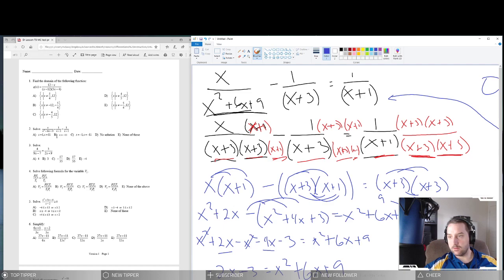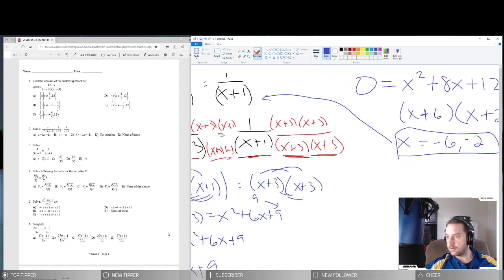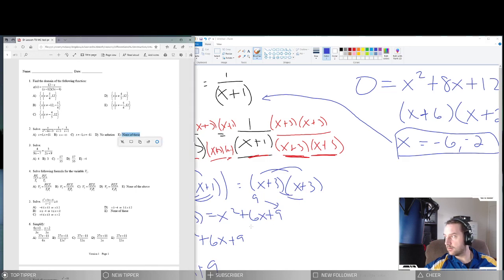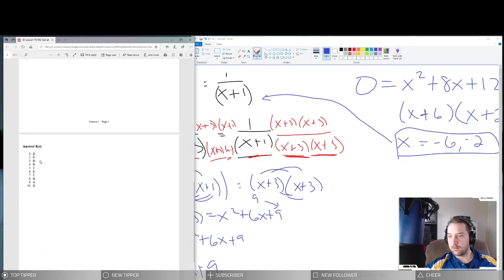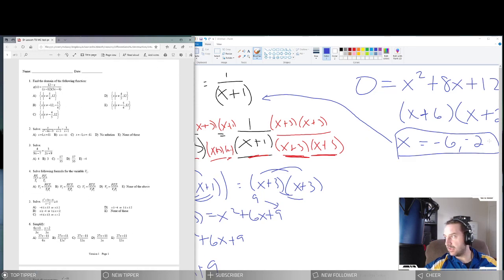So let's see, for number 2, I got that. Yep, none of these. It's E. Because the solutions I got were negative 6 and negative 2. None of these were negative 6 or negative 2. So therefore, it's none of these.